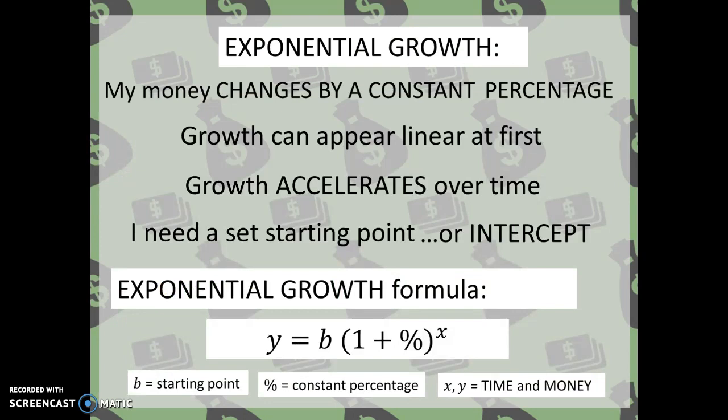A lot of information here. But what do you need to know? Constant percentage. You need to know that it can appear linear. We need to know we have accelerated growth. We need to have an intercept and the formula down here.